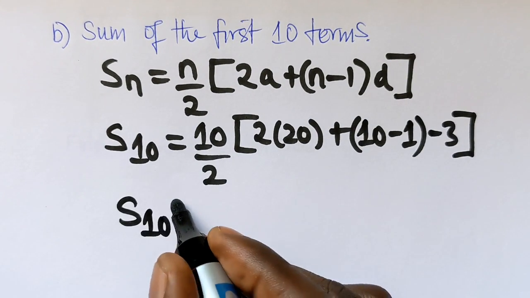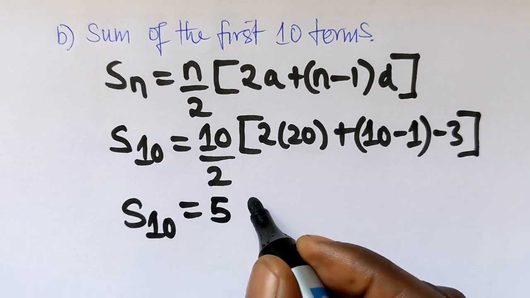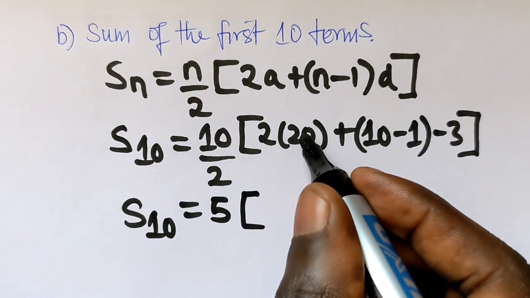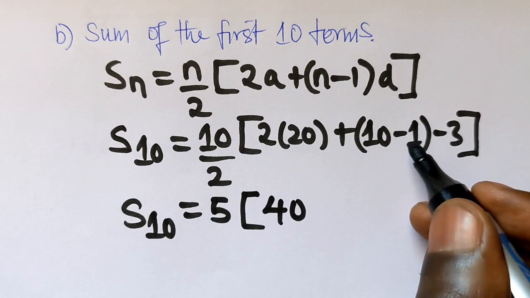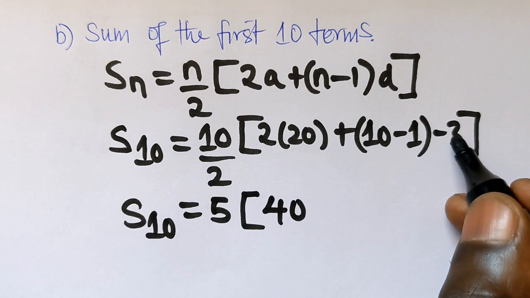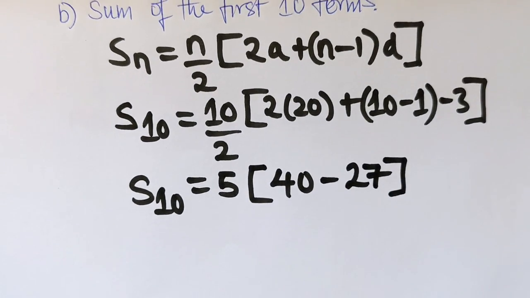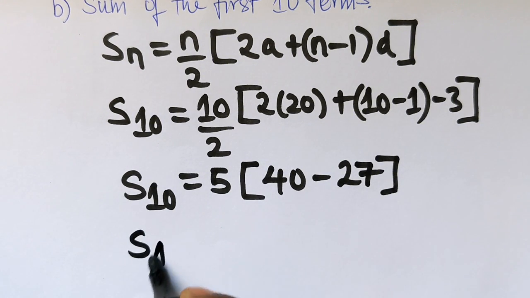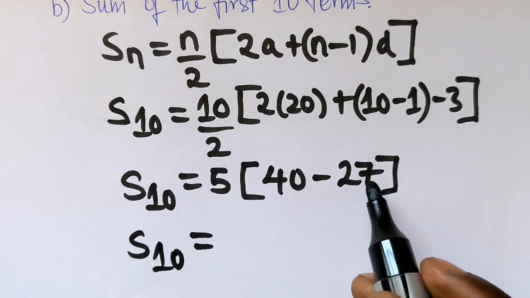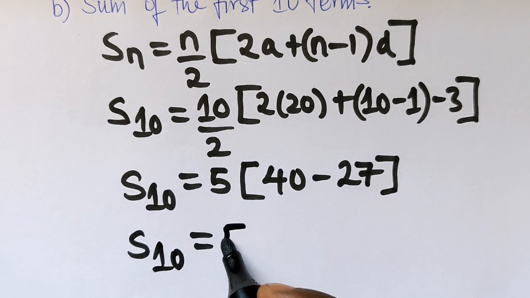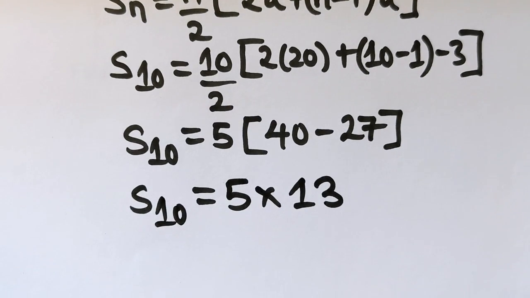Sum of the first 10 terms is going to equal 2 into 10, that is 5. Then 2 times 20, this gives 40. 10 minus 1 gives 9. And 9 times negative 3, this gives negative 27. So then the sum of the first 10 terms is going to equal 40 minus 27, this gives 13. So 5 times 13. So what is 5 times 13?